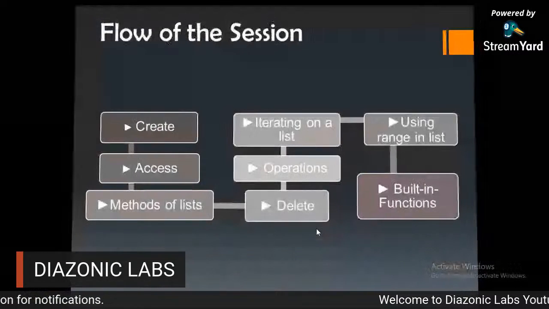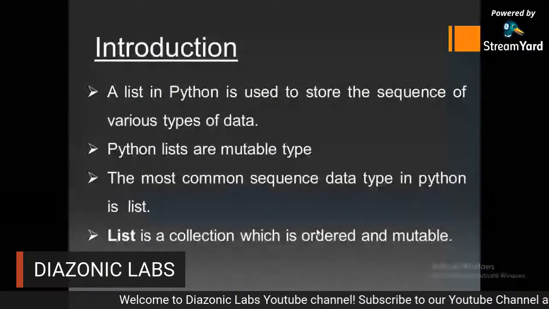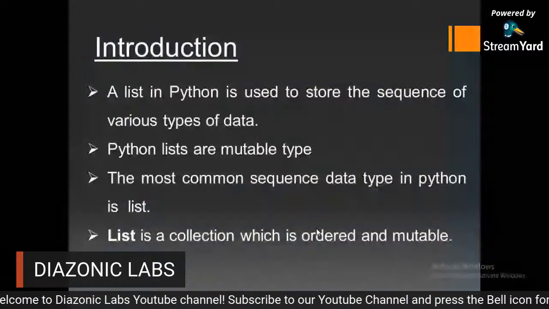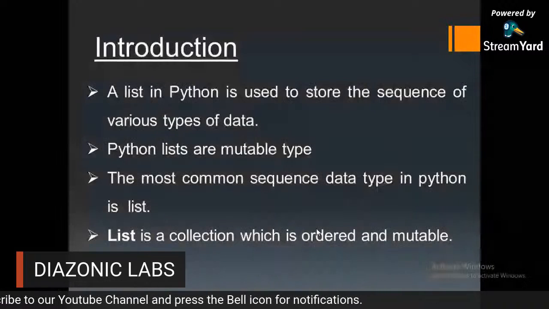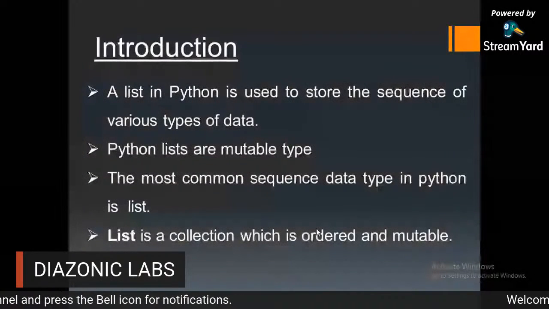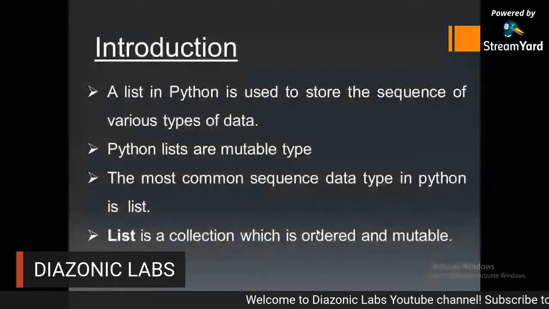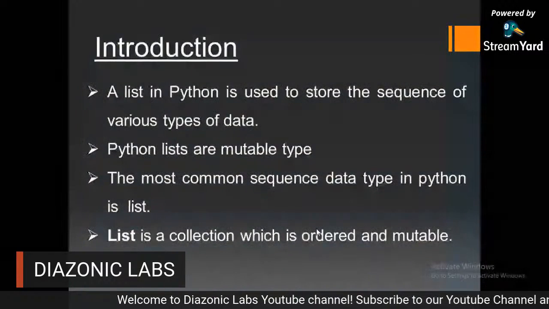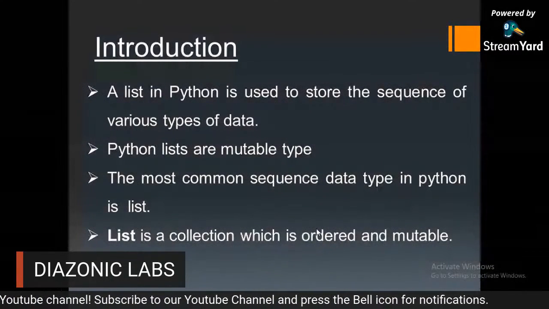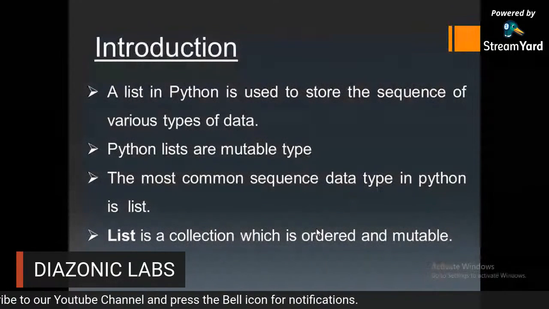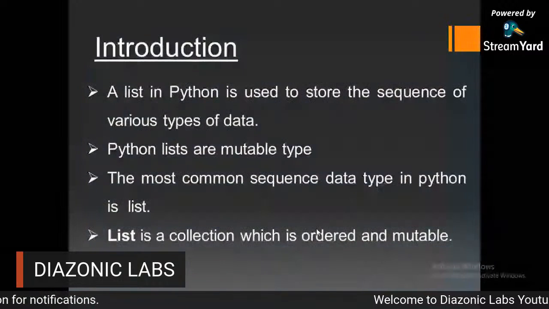So what exactly is a list? List is one of the most frequently used and very versatile data types in Python. Python lists are mutable. The most common sequence data type in Python is list, and it allows duplicate members. However, Python consists of 6 data types that are capable of storing a sequence, but the most common and reliable type is the list. A list can be defined as a collection of values or items of different types.